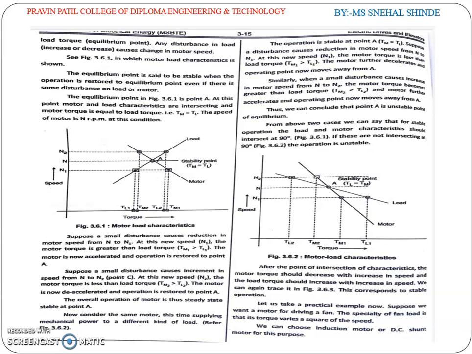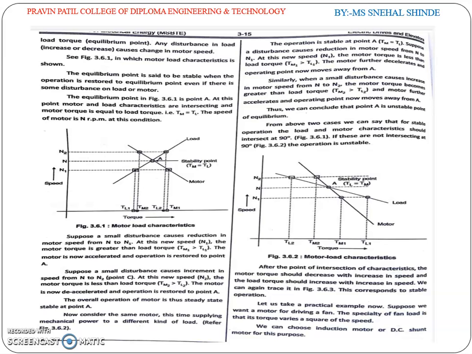Suppose a small disturbance causes an increment in the speed from n to n2, the operating point C. At this speed n2, the motor torque is less than the load torque. The overall operation of the motor is thus steady state stable at point A.